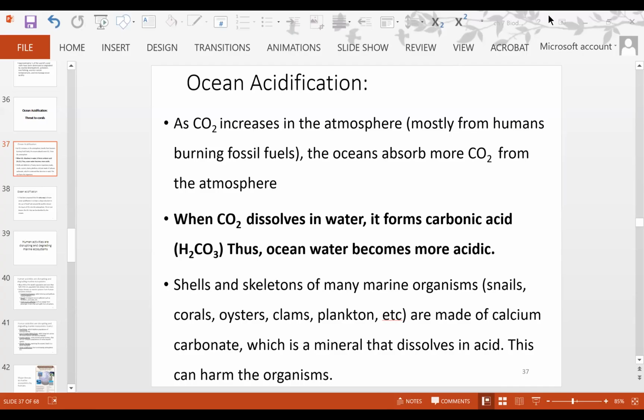The way that ocean acidification works is as carbon dioxide increases in the atmosphere, and that's mostly from humans burning fossil fuels, the oceans absorb more carbon dioxide from the atmosphere. And when carbon dioxide dissolves in water, it forms carbonic acid. So the ocean water is becoming more acidic.